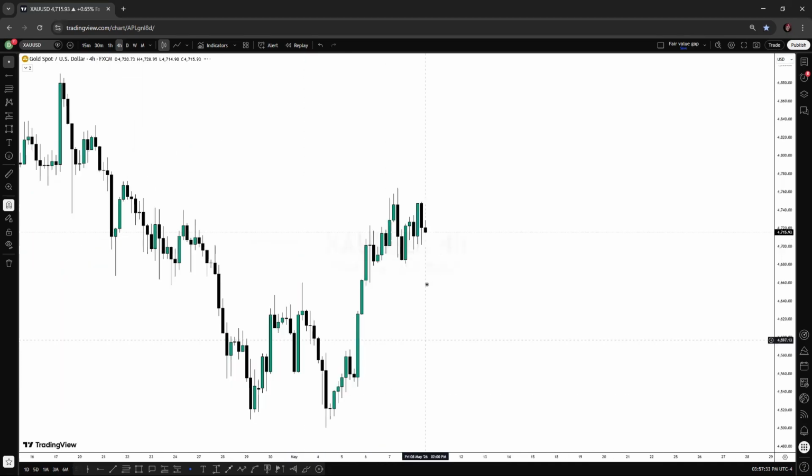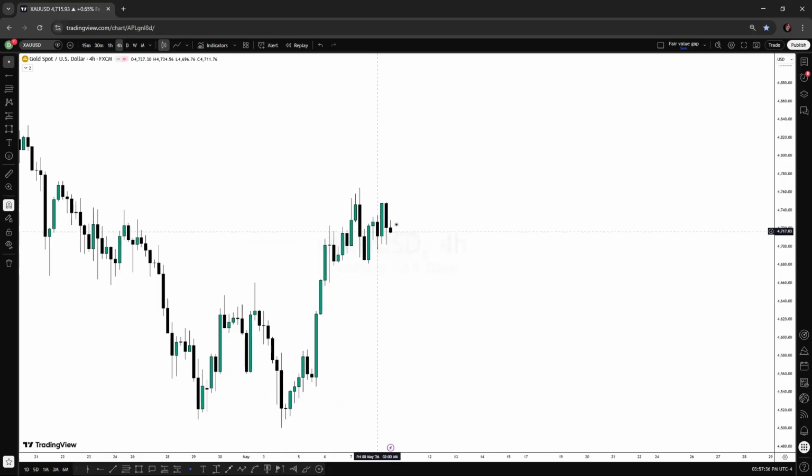Then for gold, like I said, I'm anticipating that we are going to go lower. We have these levels that have not been mitigated that we are anticipating that gold will come into, giving us a low, a lower high, and then eventually tanking into this level.